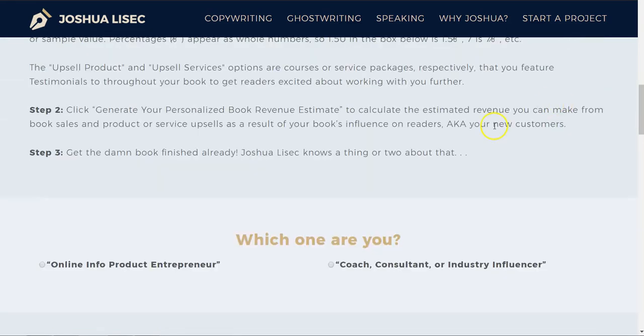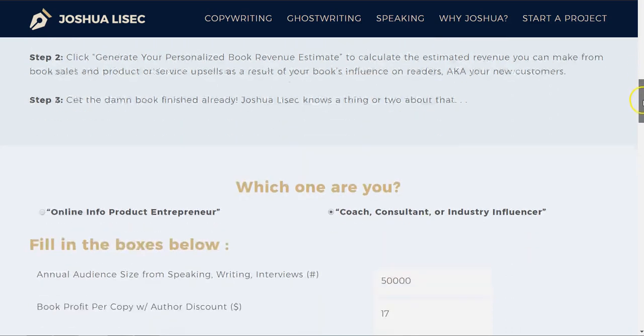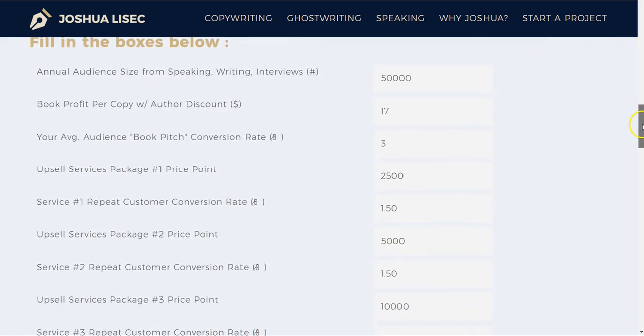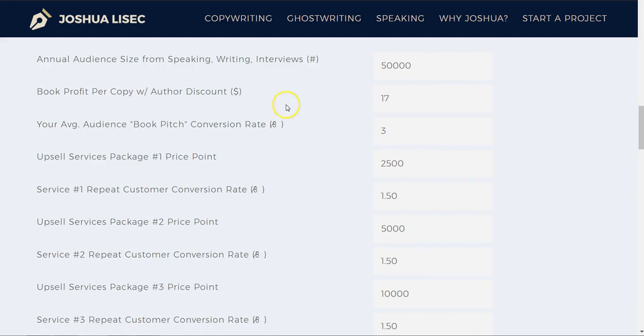So let's take a look at the other example real quick here. Let's say you don't sell information products or programs or courses. You sell services, right? So maybe you're a freelancer or you're a coach or you're a consultant, right? So this has to do with annual revenue rather than the total amount of revenue you can expect from your book here. A little bit different from the other one.